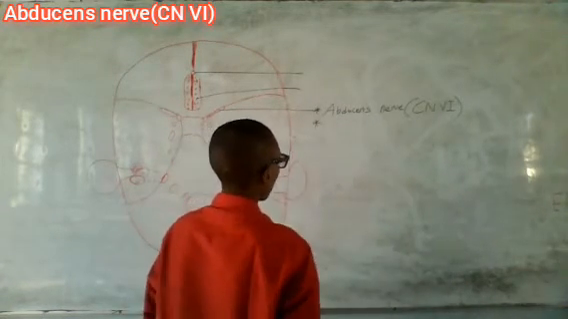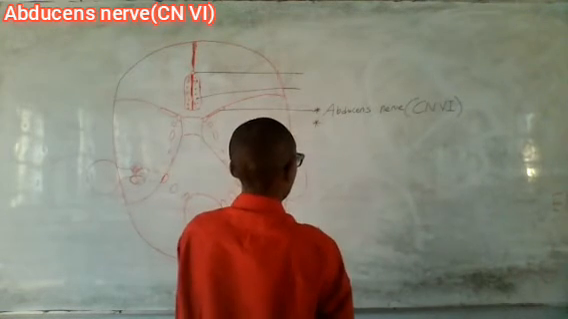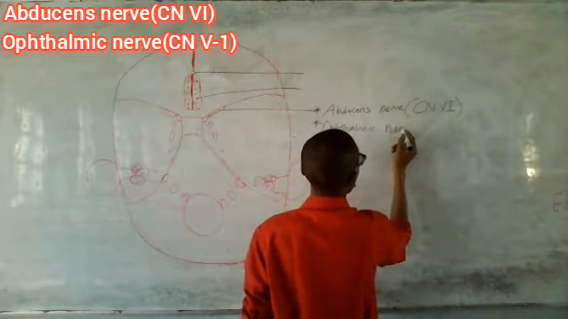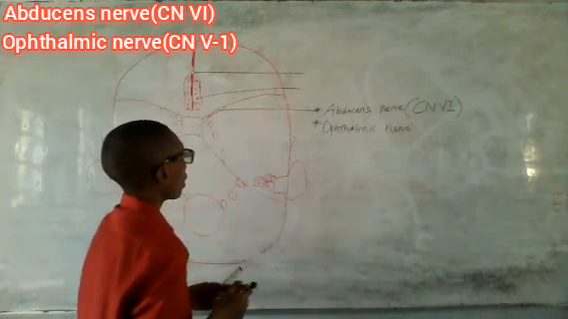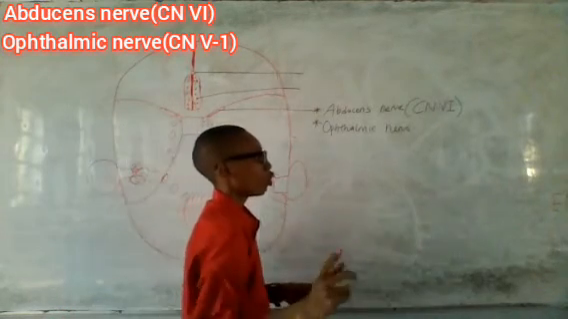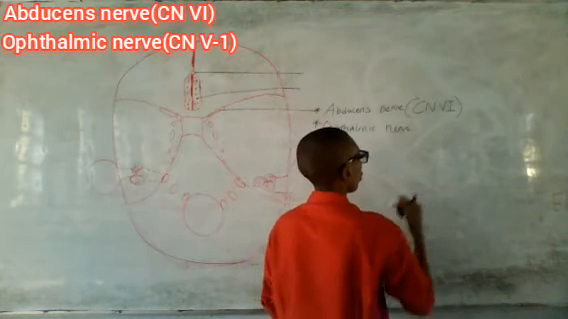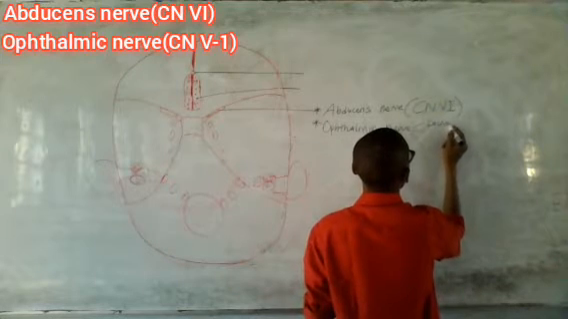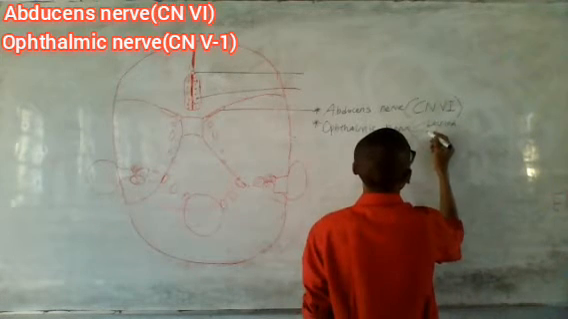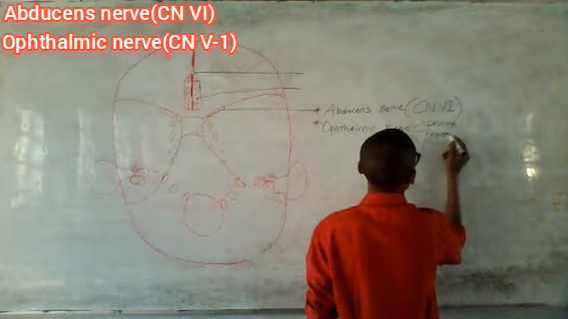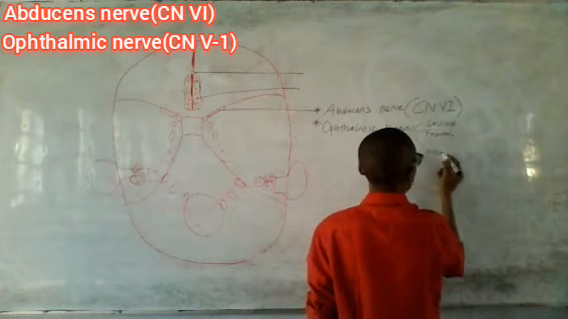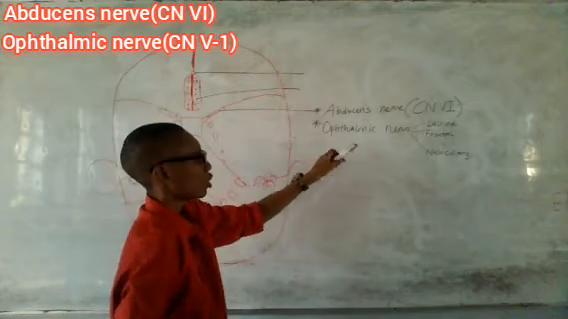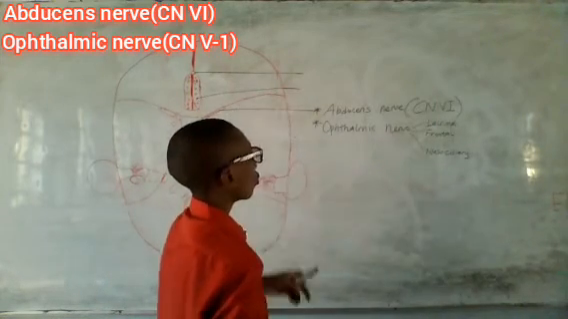The second structure that passes through the superior orbital fissure is the ophthalmic nerve. The ophthalmic nerve passes through and divides into three branches. We have the lacrimal branch, the frontal branch, and the nasociliary branch. So this is the second structure that passes through the superior orbital fissure.